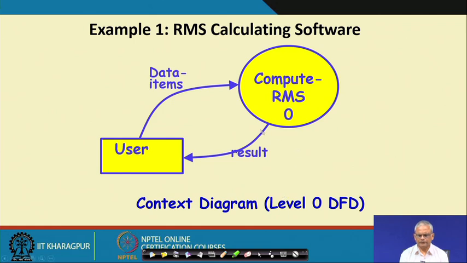So, the same thing we have written here in this slide. The name of the software is Compute RMS, and then there is this user who enters data items, and the data items are 3 integers, and it produces a result. So, this is our context diagram or the level 0 DFD. It is extremely simple to draw.